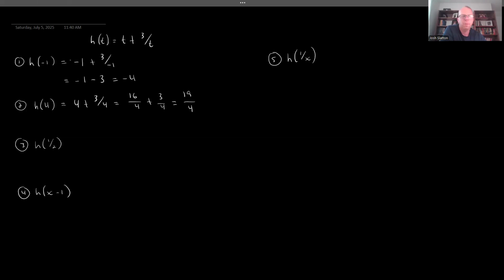H of 1 half, plug in 1 half for t. So we have 1 half plus 3 divided by 1 half. And of course, 3 divided by 1 half is the same as 3 times 2. So divide by a fraction, flip the denominator fraction, and multiply. So we have 3 times 2, which would be 6. And then 6 plus 1 half would give us 13 halves, or 6.5.